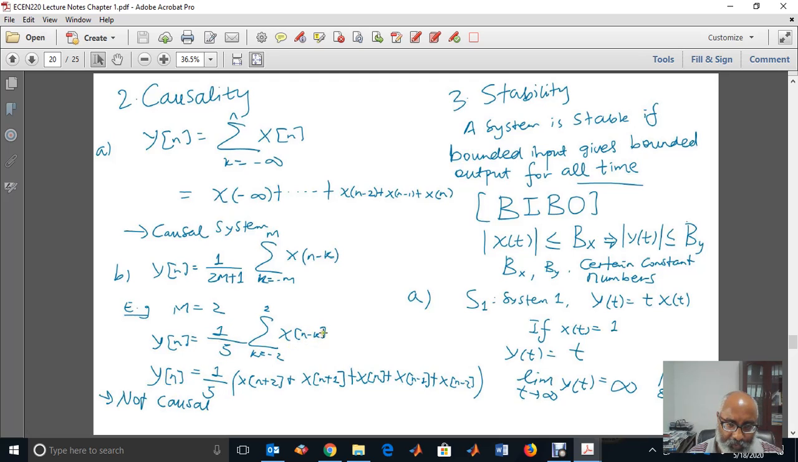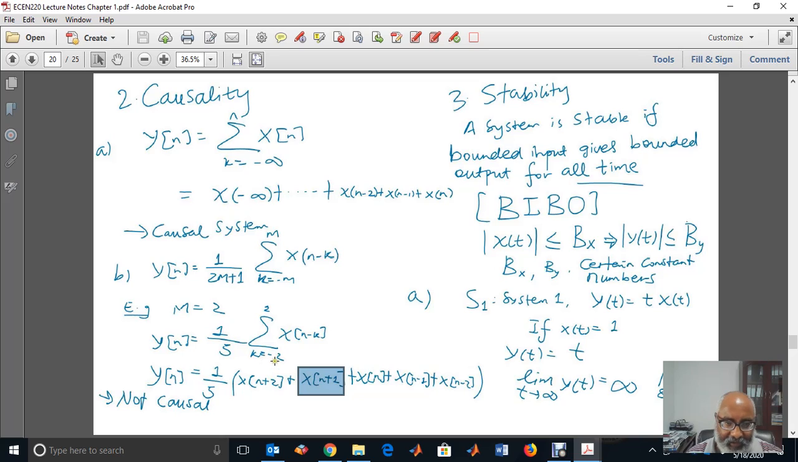When k is minus 2, this will be x at n plus 2. When k is minus 1, x at n plus 1. When k is 0, x of n. When k is 1, x at n minus 1. When k is 2, x at n minus 2. y at n depends on x at n plus 2, which is future time. x at n plus 1 is future time. x at n is present time. x at n minus 1 is previous time. x at n minus 2 is previous time also. So because I have two future times here, that means the system is not causal.